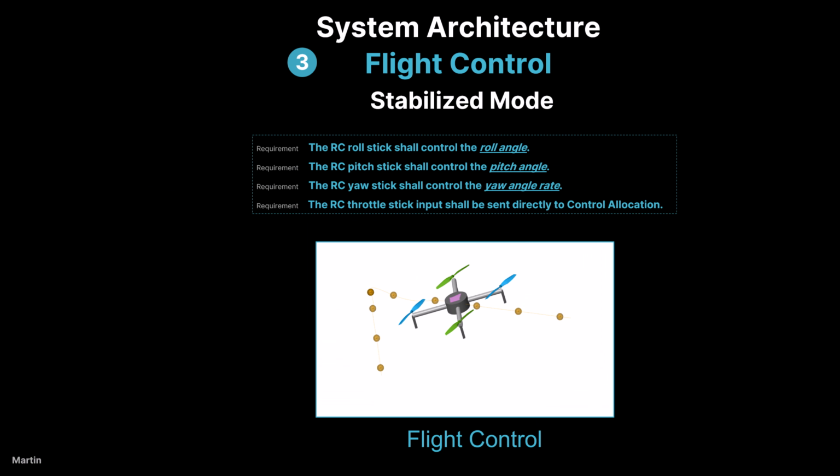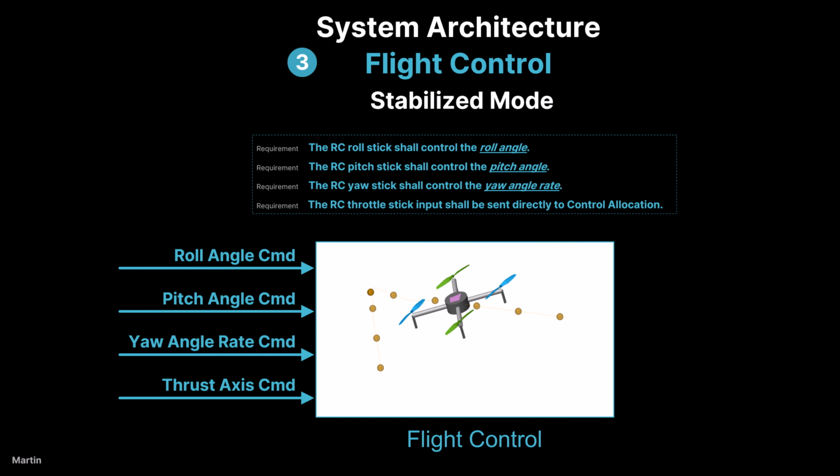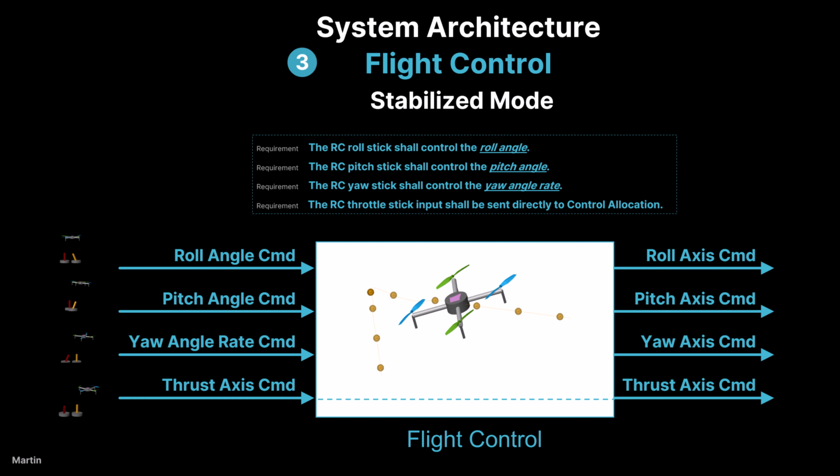In stabilized mode, the flight control subsystem is responsible for stabilizing the quadcopter by controlling the throttle, pitch, roll, and yaw. Inputs consist of the desired roll angle, pitch angle, and yaw angle. The thrust axis command is sent directly to the control allocation subsystem. Outputs consist of the 4 axis commands: roll, pitch, yaw, and thrust, which are sent to the control allocation subsystem for execution.